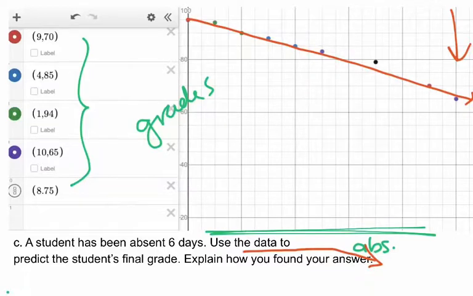The next question, part C, says a student has been absent 6 days. Use this data to predict the student's final grade. So you can't see it on my screenshot, but I did just write the scale in yellow there. That stands for the number of days absent. So for 6 days absent, if we go up, approximately on our line, we would predict that their grade would be 80%. So we use that line to help us make that prediction. So scatter plots and other forms of data analysis allow us to make predictions about relationships that are happening.